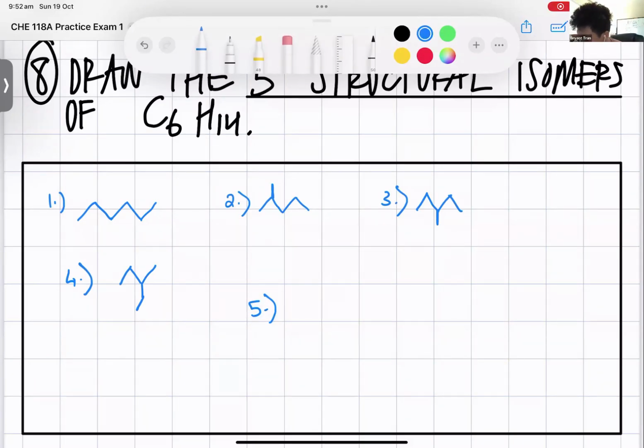Let's try something with 4 carbons as the longest carbon chain. Oh, I see. Okay, wait. I can move it around. 1, 2, 3, 4.